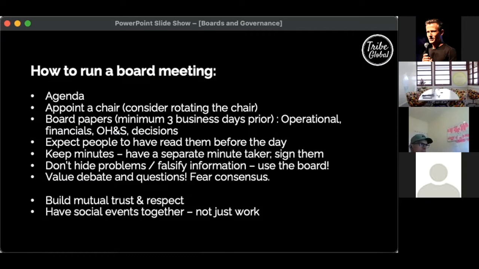And part of that is that last point there of valuing debate and questions. So I'm actually more alarmed when I've had board meetings where we get to the agenda. It's like, okay, my CEO reports, any questions? And they're like, no, everything looks amazing. And it's like, any other business? It's like, no. Then it's like, no, this is not right.